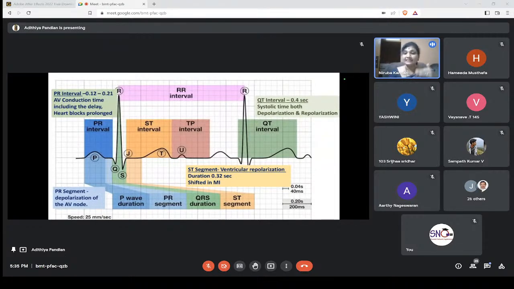Always you read a segment as elevation or depression. Particularly all of us know the ST segment. In infarction, the ST segment is elevated or depressed. Both can be seen. So a segment is an isoelectric line which is seen as a deflection, either an elevation or depression. But an interval is the duration. The two are different. Segment and interval, you have to know the difference.